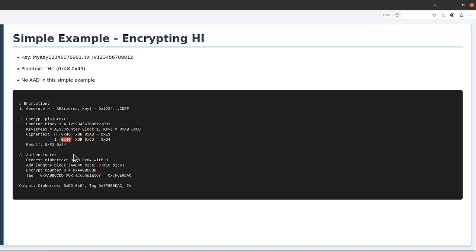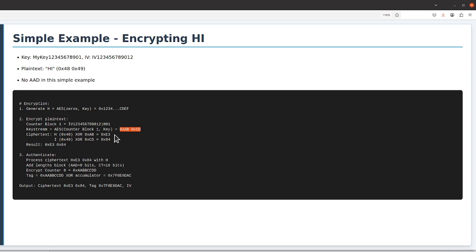Step 1 is encryption. We construct counter block 1 by taking our IV and appending the counter value 1. Let's say this is IV, beginning with 12, ending with 12, pipe 001. We encrypt this counter block with AES and our key. Let's say AES produces the keystream bytes 0xAB and 0xCD.